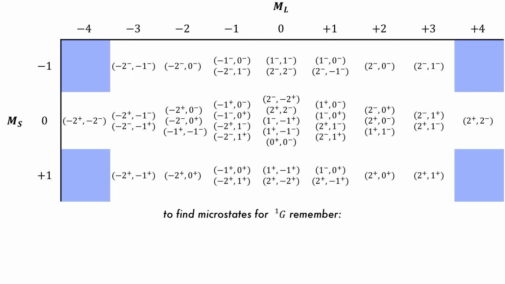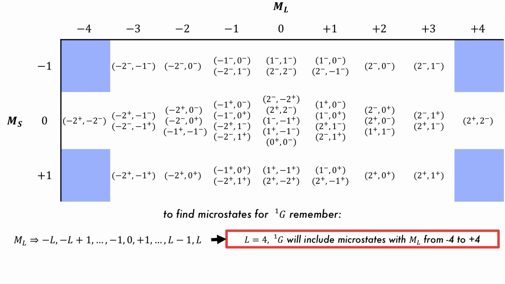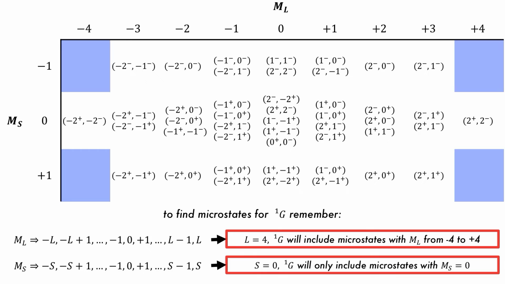Now we need to determine which microstates represent atomic state singlet G. If L is equal to 4, then ML will range from plus L to minus L. So this is going to be minus 4, minus 3, minus 2, minus 1, 0, plus 1, plus 2, plus 3, and plus 4, giving 9 different ML values in this singlet G atomic state. For MS values, we have a similar concept as the values run from plus S to minus S, but this is trivial as we only have 0 for MS in this atomic state.